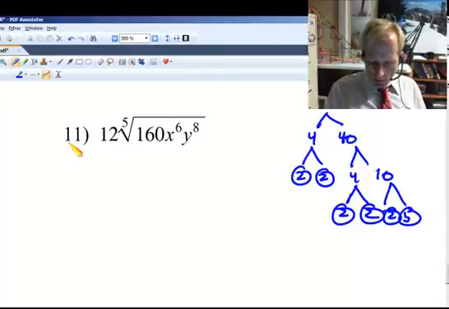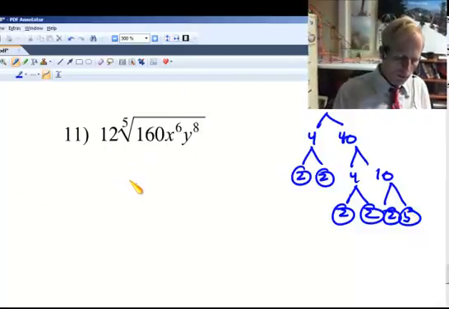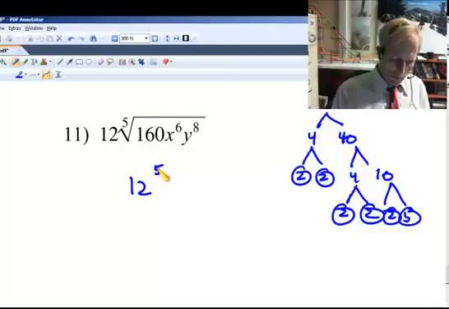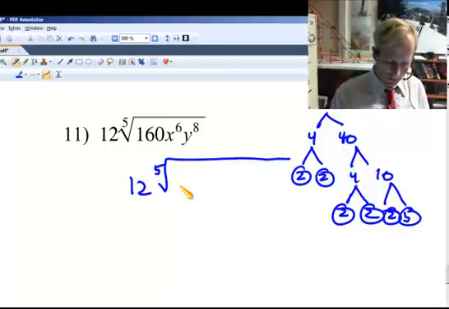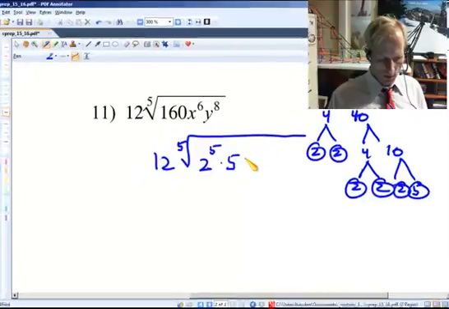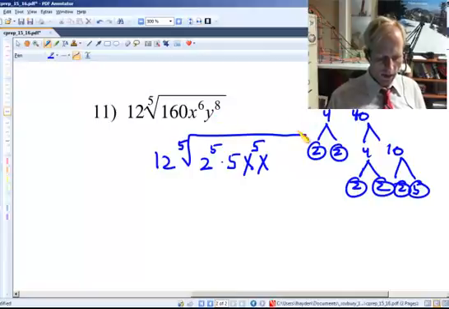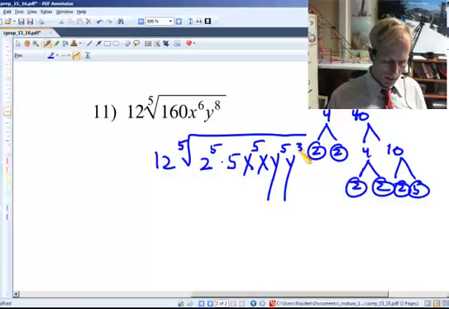Alright, here I'm talking about the fifth root. Oh, I see that I have 5 2's, so that's going to work out well. So let me rewrite 160 as 2 to the fifth times 5, and then the x and the y, well, I'm talking about the fifth root, so I'm going to write x to the 6th as x to the 5th times x. I'm going to write y to the 8th as y to the 5th times y cubed.